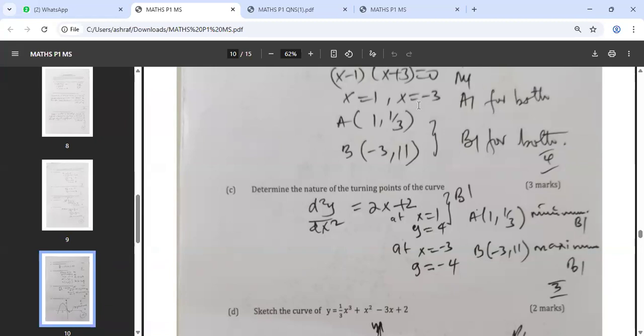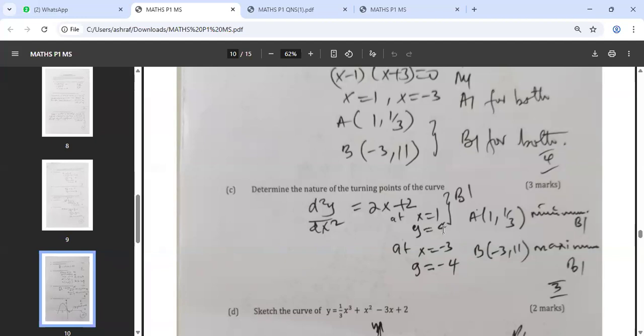Then we had gotten the coordinates of the two turning points. The first one is 1 comma a third. So here, 1 comma a third, you take the x coordinate, which is 1, and substitute into this second derivative. So it will be 2 times 1 plus 2. You get 4. This 4 is not y; it is the second derivative evaluated at x equals 1. So we are getting 4.